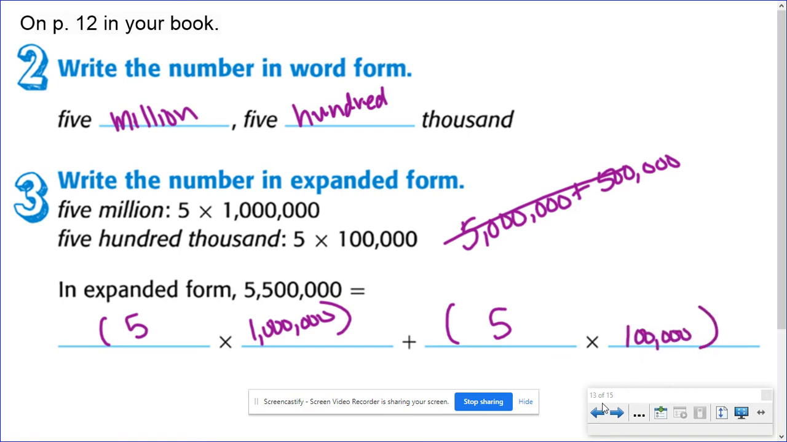Hope that was a helpful overview of word form and expanded form. Now that we're in 5th grade, we're looking for 5th grade expanded form. They're going to be great.